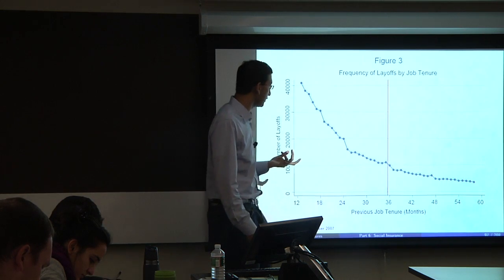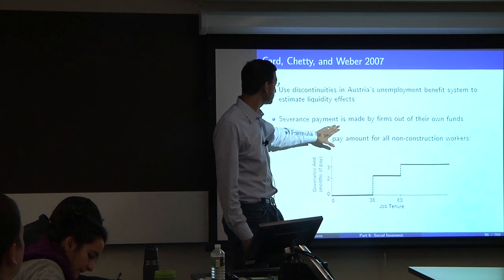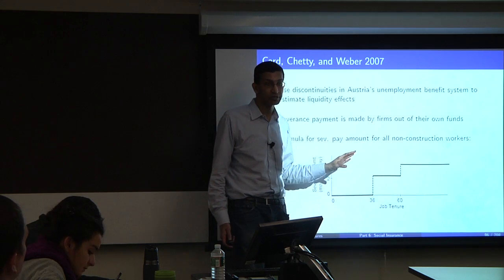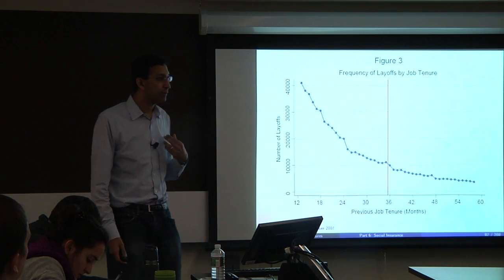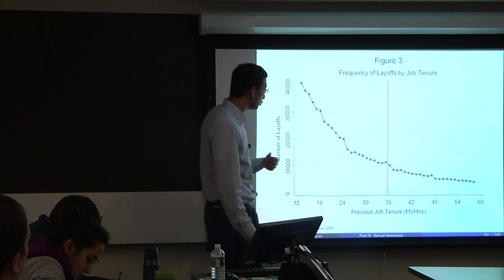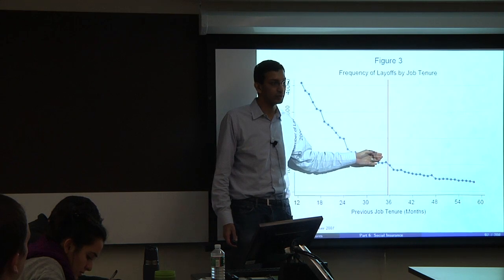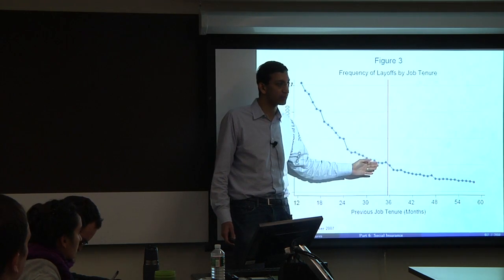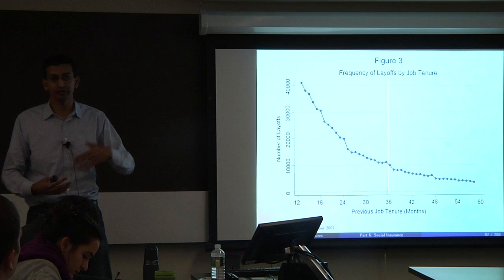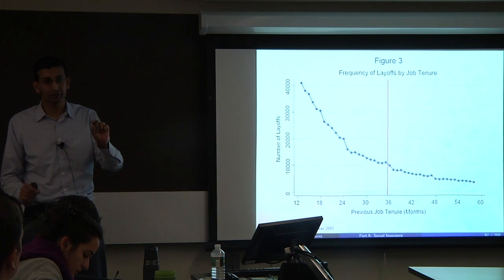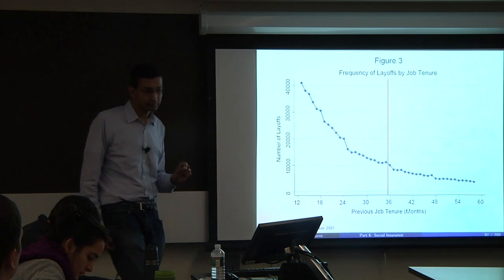And if you think about the institutional arrangement here, that might actually be plausible, because I told you the severance payment is made by firms out of their own funds, right? So think about it as a firm: I might say, well, I don't want to have to pay you $4,000, so let me fire you in the month before the 36-month cutoff rather than after. And maybe for the workers I really don't want, I do that more. That's going to create selection around the discontinuity and is going to invalidate the whole design.